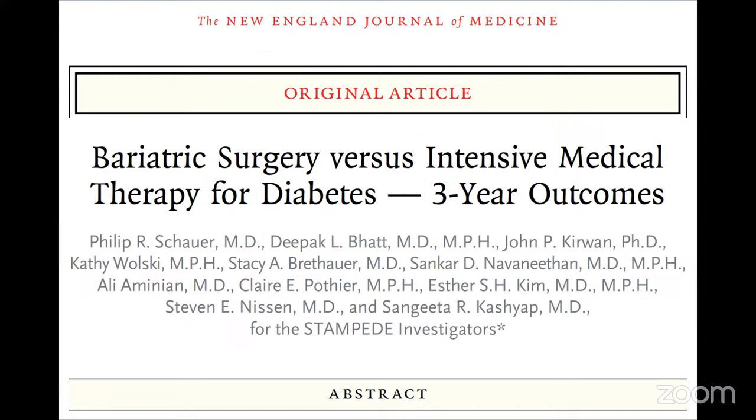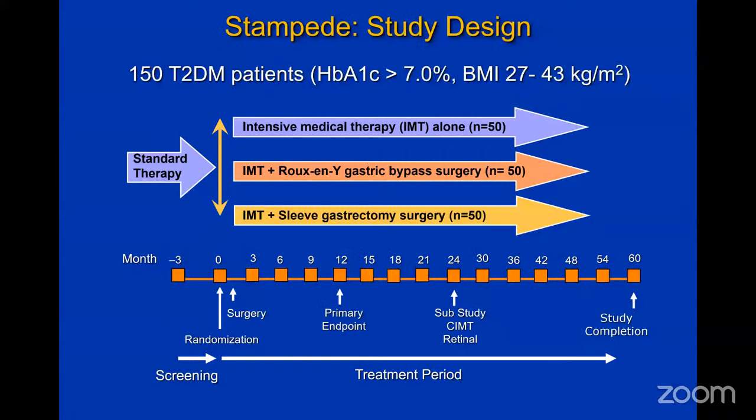I'll show you the design in a minute. And here's what we did. We had an endocrinologist who's very good manage a third of the patients, 50, with intensive medical care. I mean, saw these patients frequently, gave them the best treatment for diabetes, tried to get them to lose weight. Roux-en-Y bypass in 50 and sleeve gastrectomy in 50. And then we followed them out for 5 years. We published initially, the primary endpoint was at 12 months. The question is, what would happen?